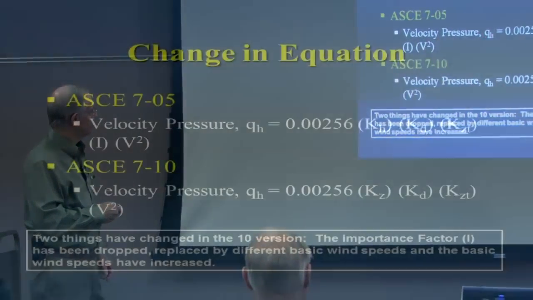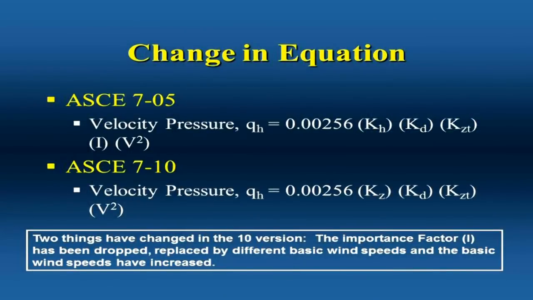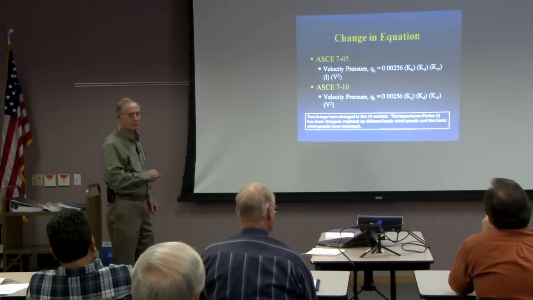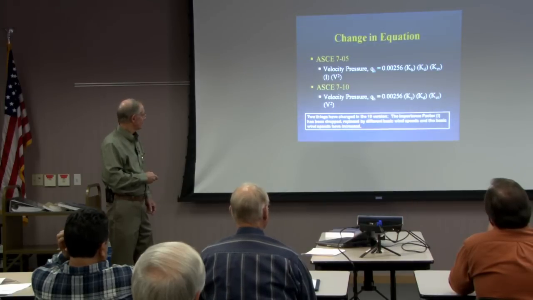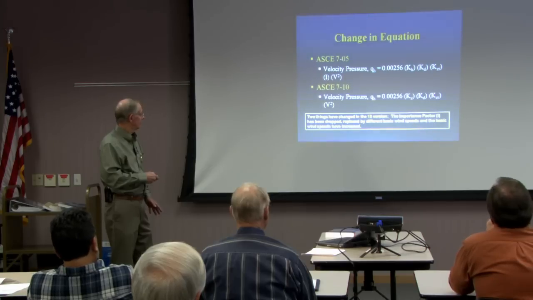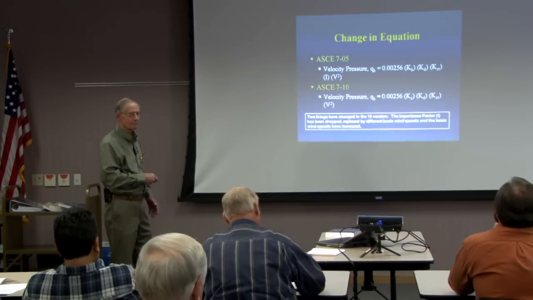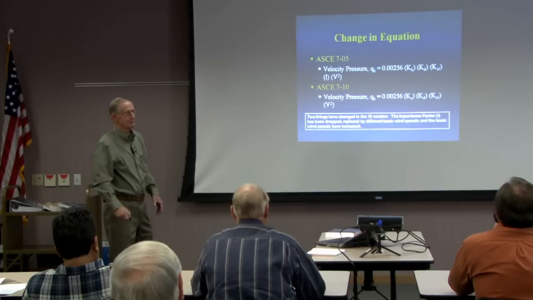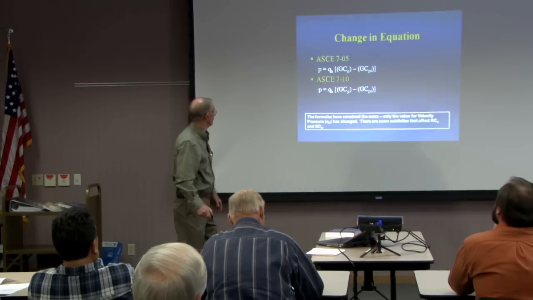So the change in the equation is in the velocity pressure area. This is velocity pressure at height h, which is the height of the building. And you'll see the same constant, same values. This is 05, and in the 10 version, the same equation, except you don't see the importance factor in it anymore. Two things have changed. The importance factor has been dropped, replaced by basic wind speeds, and the basic wind speeds have increased. So we've got higher wind speeds, but we no longer have that importance factor.